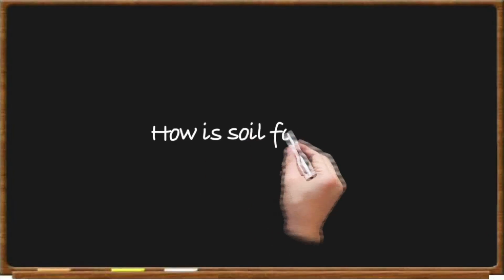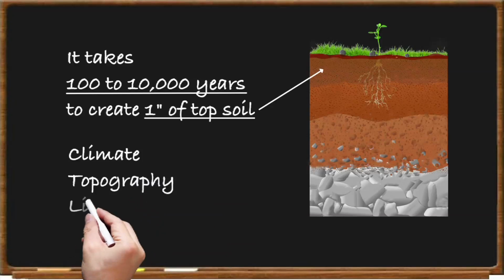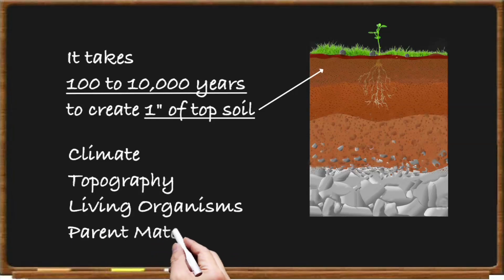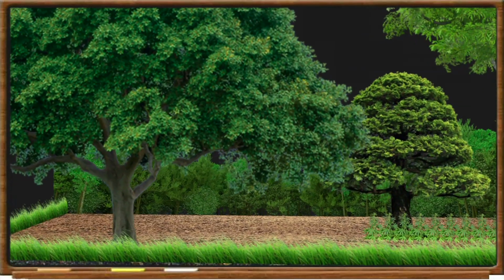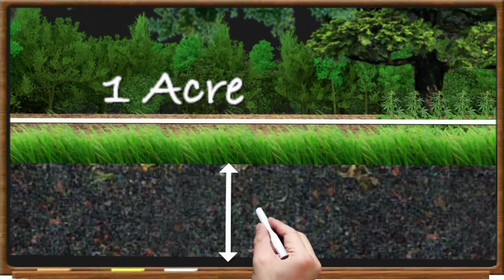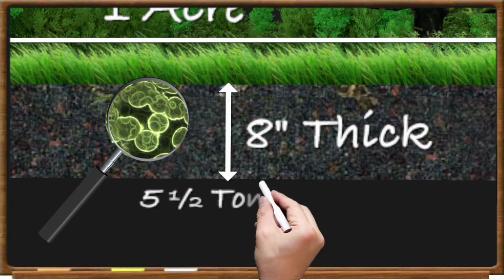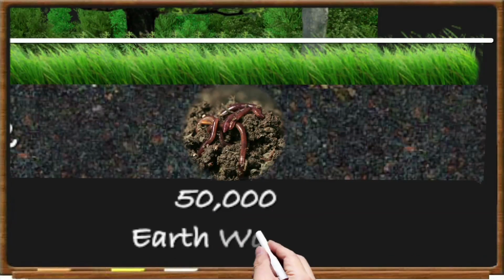How is soil formed? Many factors such as climate, topography, living organisms and types of parent material contribute in its formation. Do you know, in 1 acre of land where the topsoil is 8 inches thick, there exists nearly 5.5 tons of bacteria and 50,000 earthworms.